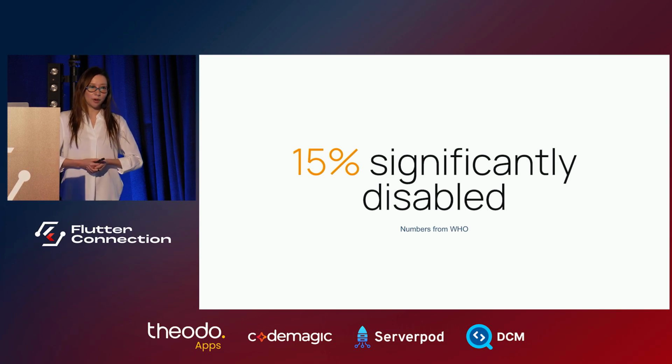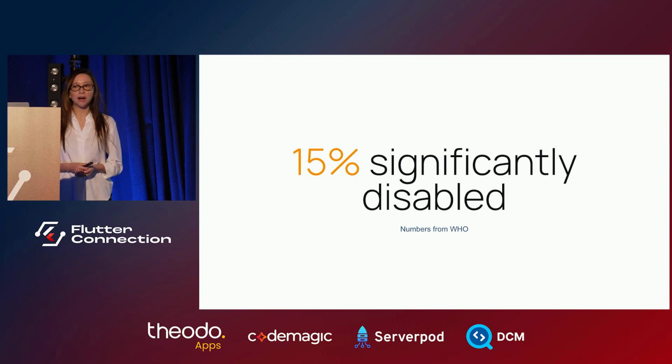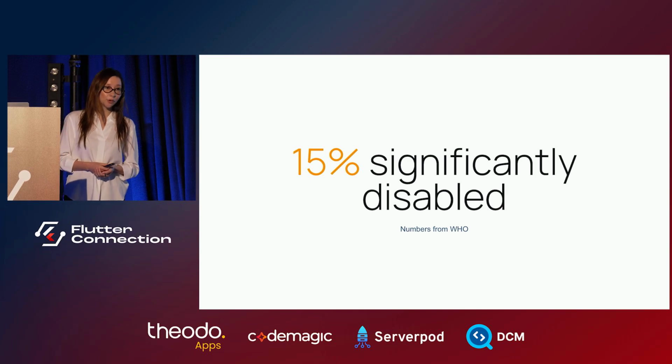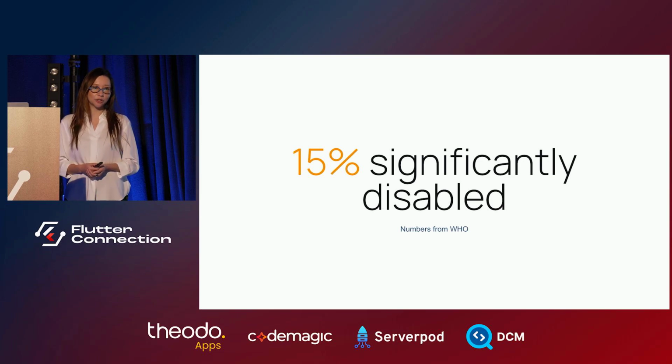So first of all, we have to talk about people. WHO said 15% of people are significantly disabled in this world. That's 1 in 7 people, which is a huge amount of people if you think about that. So accessibility is not just a bonus for those people. It's not just, let's put it at the end of the roadmap. It's essential. They cannot use your app without it. Ignoring it means ignoring a large user base, which is quite unfortunate because as developers, we want our app to be used by many people. So today's focus is the Semantics Widget, which is key to having inclusive Flutter apps.